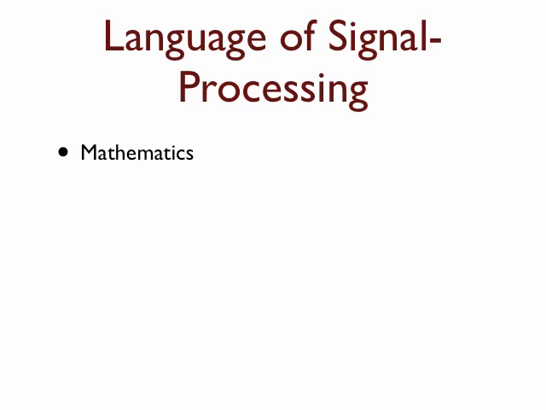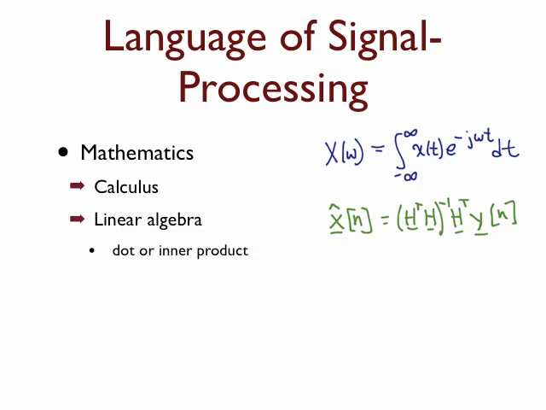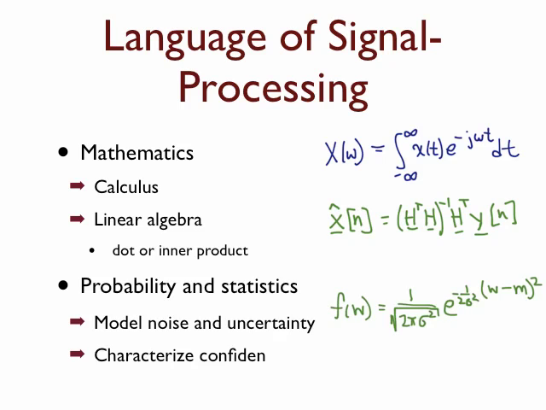Now, the language of signal processing involves mathematics. In particular, calculus and linear algebra play important roles, with linear algebra perhaps being more dominant in the field of signal processing. The inner product or dot product is extremely pervasive, okay? And in fact, some of these integrated circuits that are designed to do high-speed signal processing rely on architectures that efficiently compute inner products.